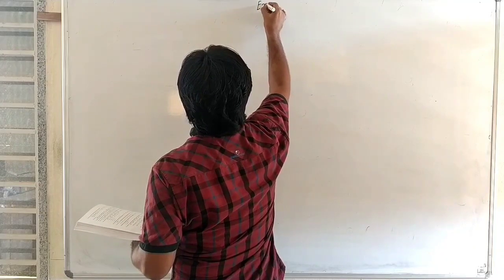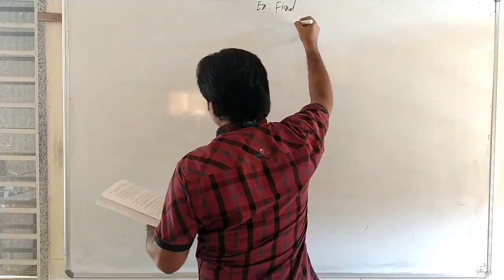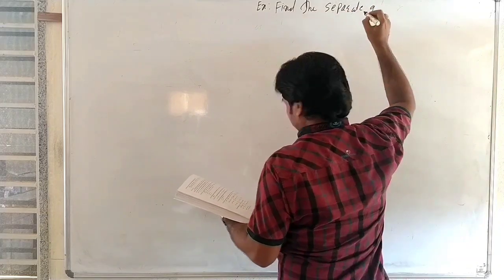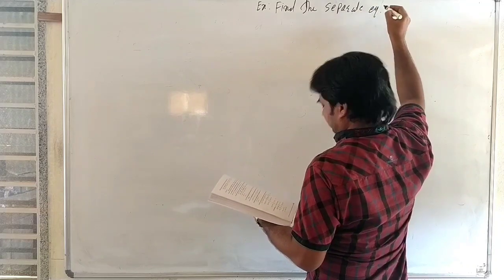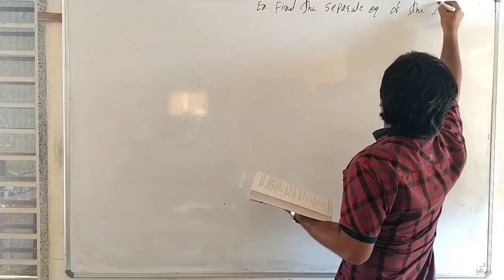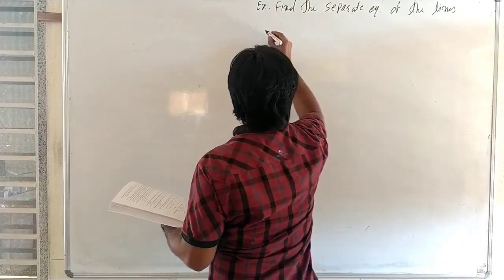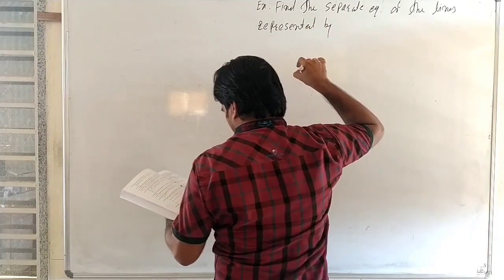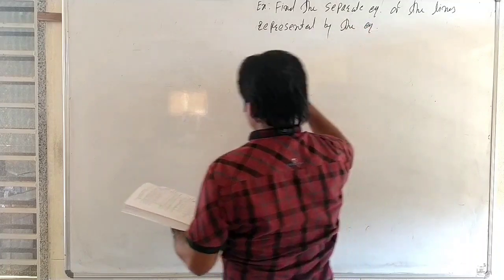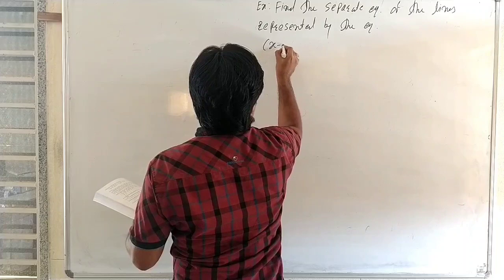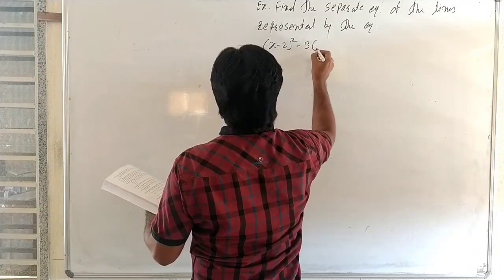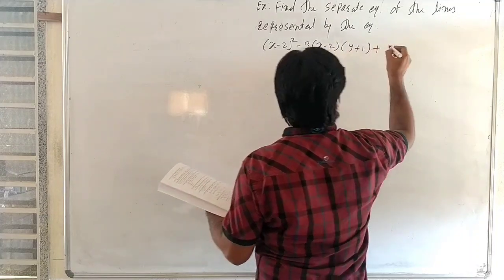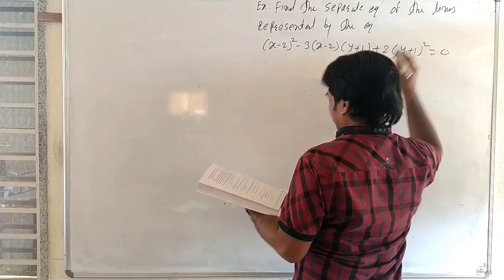Next example, find the separate equation of the lines represented by the equation x minus 2 square minus 3 into x minus 2 into y plus 1 and plus 2 into y plus 1 whole square equal to 0.